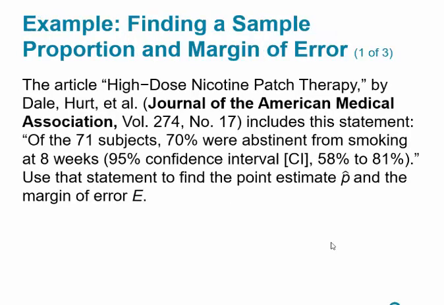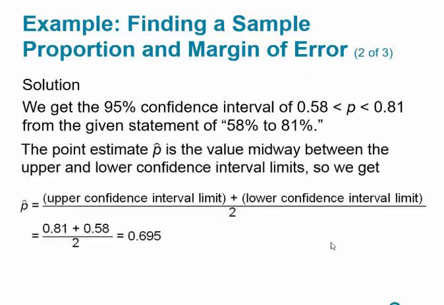So, this article, High Dose Nicotine Patch Therapy, includes this statement: Of the 71 subjects, 70% were abstinent from smoking at 8 weeks. 95% confidence interval, 58% to 81%. Use the statement to find a point estimate p hat and the margin of error.